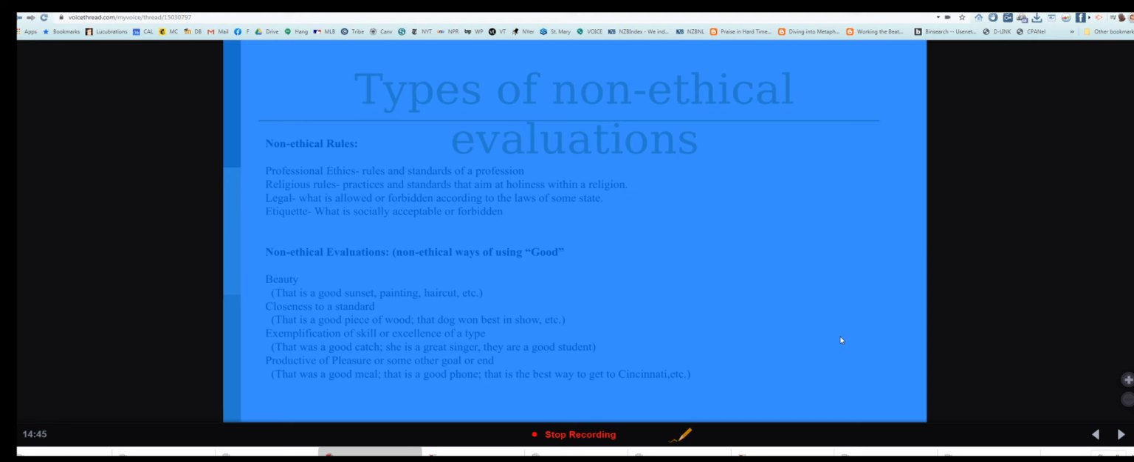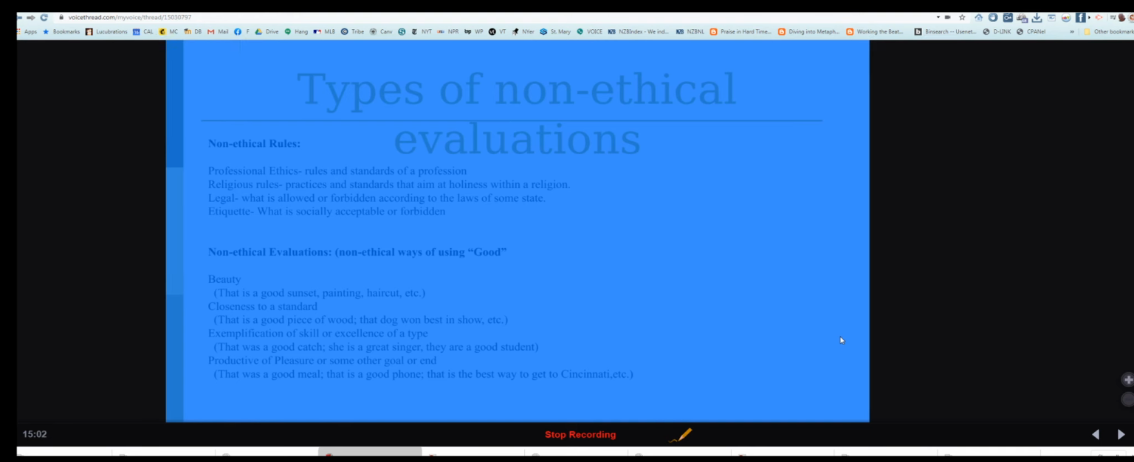So you have to be very, very careful in your arguments that you're not using arguments that are going to turn out to be irrelevant because they're appealing to non-moral or non-ethical uses of the term good. So that's one of the most important things to do in the course.